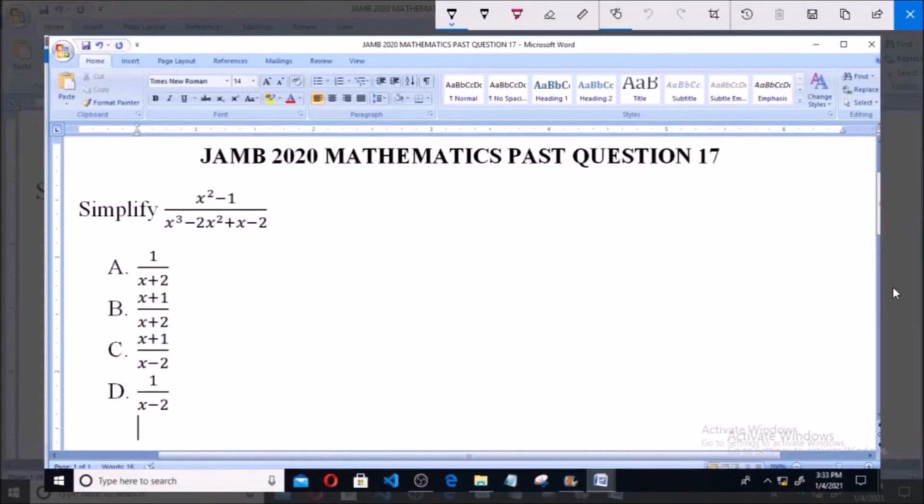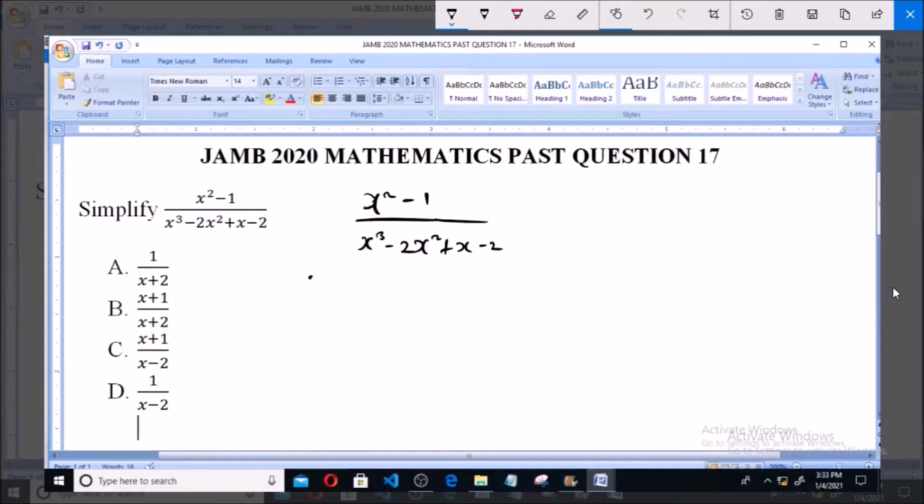I'll be answering JAMB 2020 Mathematics Past Question 17. Simplify x squared minus 1 all over x cubed minus 2x squared plus x minus 2. Now, we have to simplify this. We have x squared minus 1 all over x cubed minus 2x squared plus x minus 2.